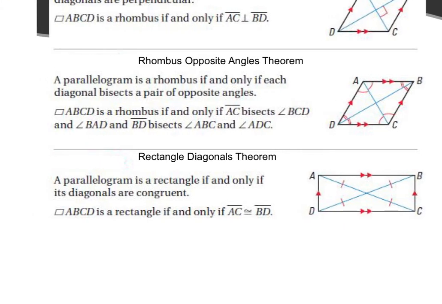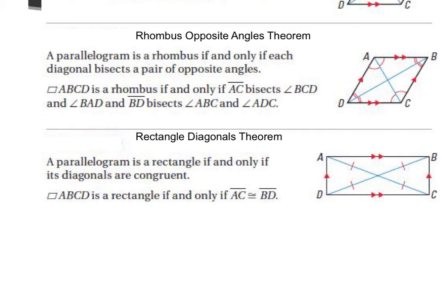And lastly, we've got the rectangle diagonals theorem. A parallelogram is a rectangle if and only if its diagonals are congruent. So the quadrilateral ABCD is a rectangle if and only if AC is congruent to BD. So not only do they get cut in half, like we saw in our warm-up, but all of those segments are going to be the same length if it's a rectangle.